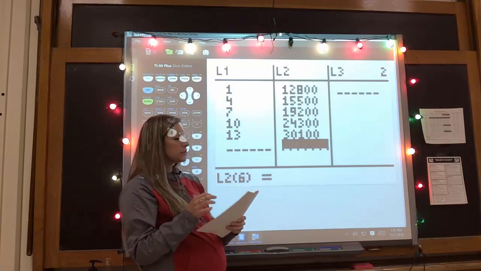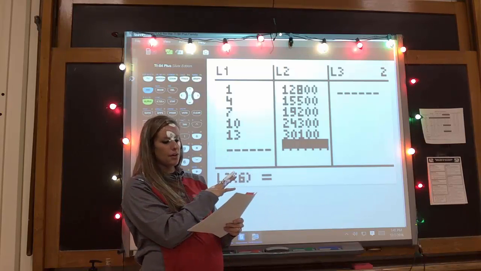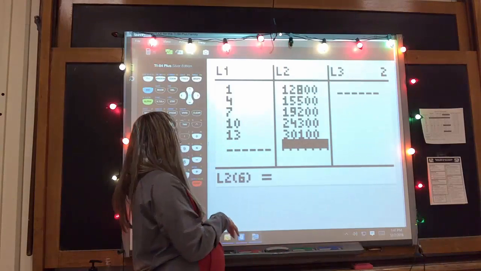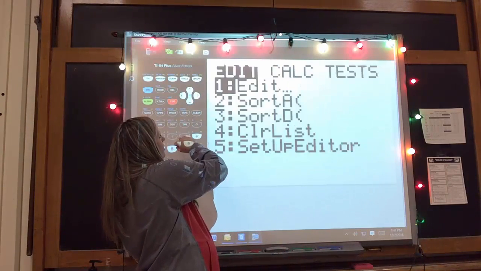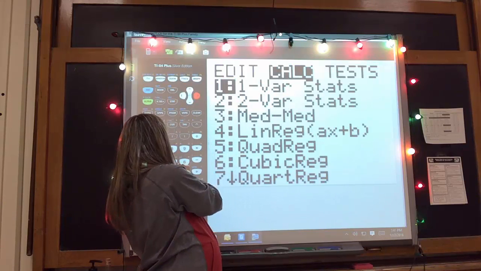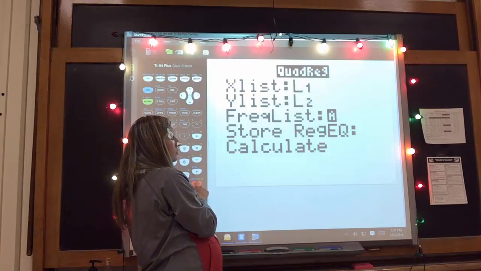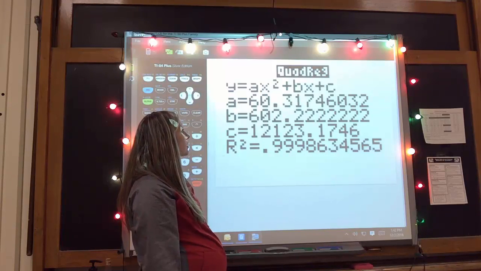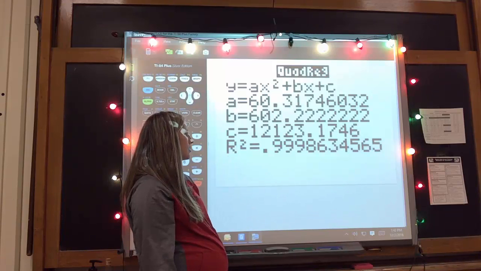Okay. Once you have that all checked and ready to go, we're going to find the quadratic regression. So we're going to press Stat, right arrow to Calc. Quadratic regression is number 5, and you want to press Enter until it gives you your equation. So it has your A, B, and C.